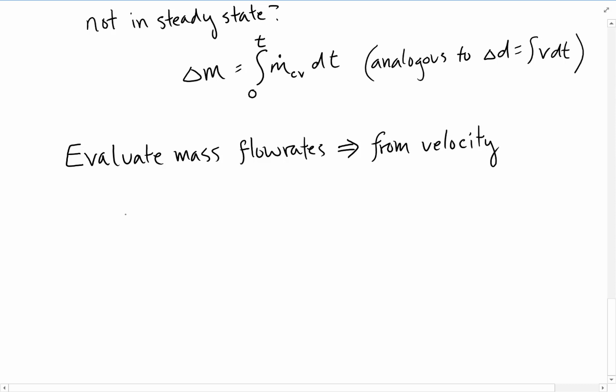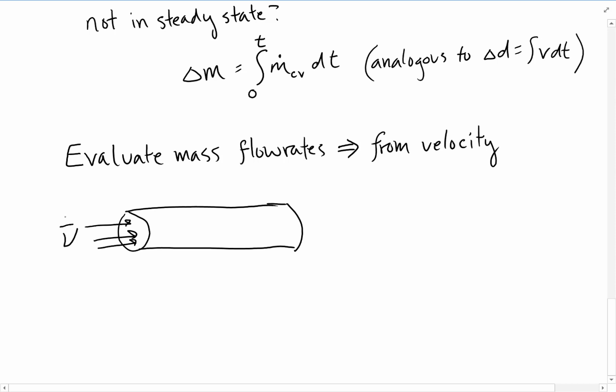So to help us think through this, imagine that there's a pipe, just a simple pipe with some fluid flowing through it, and that fluid is flowing with some velocity v. I usually write my velocity v's with a little line over the top, just so that you can tell the difference between a velocity v and a specific volume v.